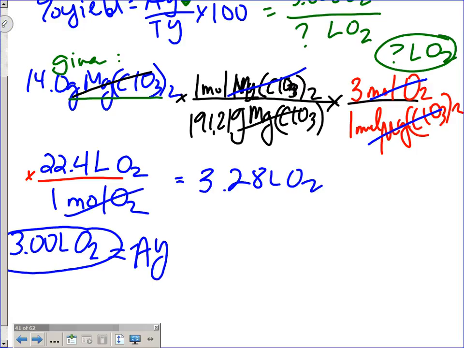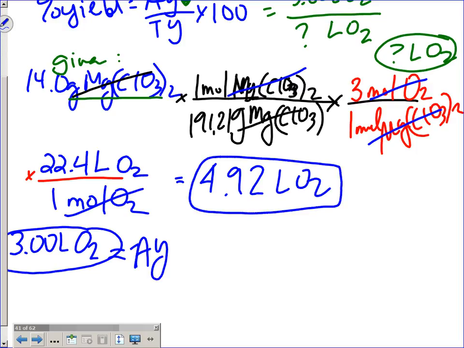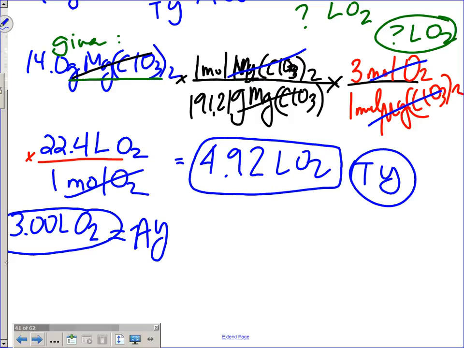Double check your math real fast. I usually go with majority because I'm not calculating. You guys are my calculators. 4 point what? 92. Okay, 4.92 liters of oxygen. It's probably just a slight number off there. All right, so what did we just calculate? Don't say liters of oxygen. We have said, theoretically, if 14 grams of magnesium chlorate decompose, they should be able to make this much oxygen. So this is my theoretical yield, and this is what this poor lab student did.